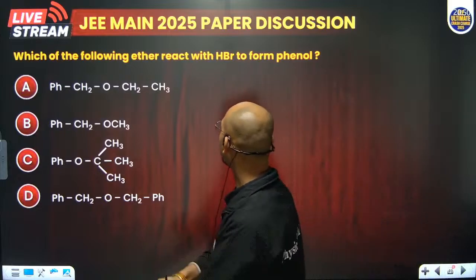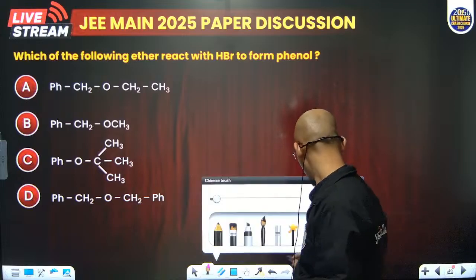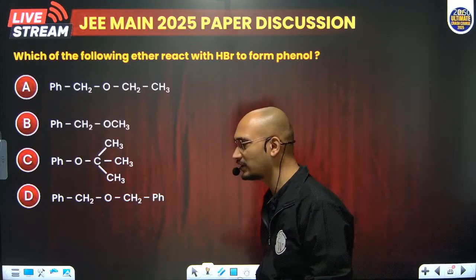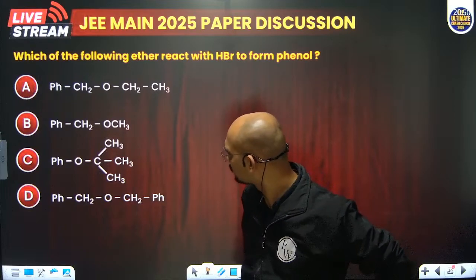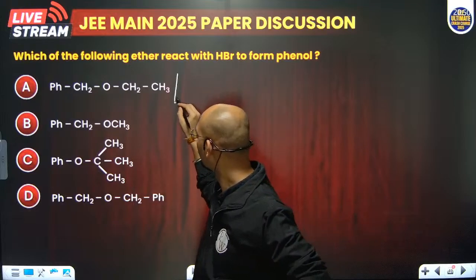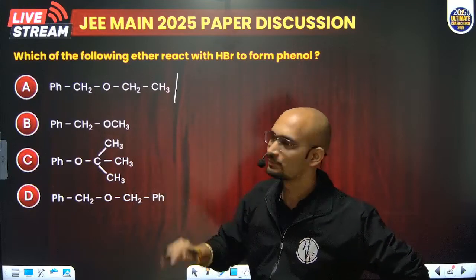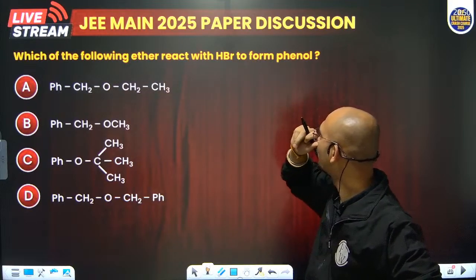Which of the following ether reacts with HBr to form phenol? Okay. I think that it is the first question I'm seeing that is of a good level. That I will say that it's a good question where you have to think a bit. Though not much, it is easy only, but still where concept is going to be used, we should respect that question. So, which of the following ether reacts with HBr to form phenol?